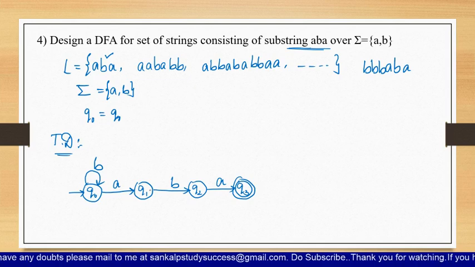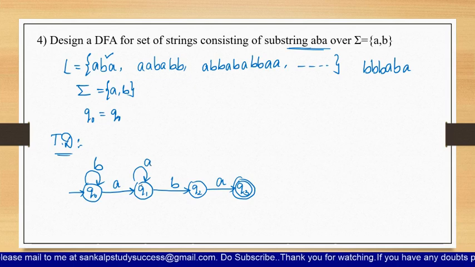Now coming to Q1, can you take a self loop here by applying A? Yes, right? Because any number of A's if you consider, then you will have A, B, A, and the string will be valid. So in this case, you can also apply A as the self loop. Now for Q2, we have applied A already. So can you apply a self loop of B here?